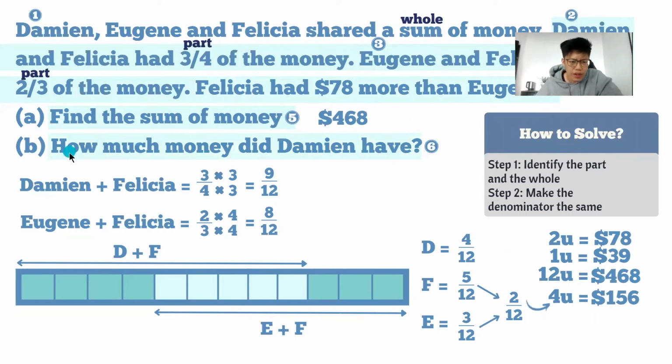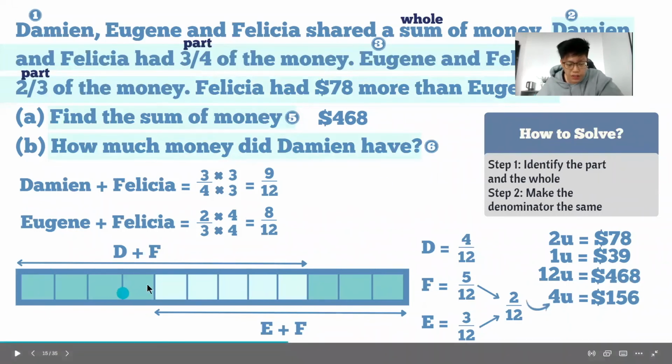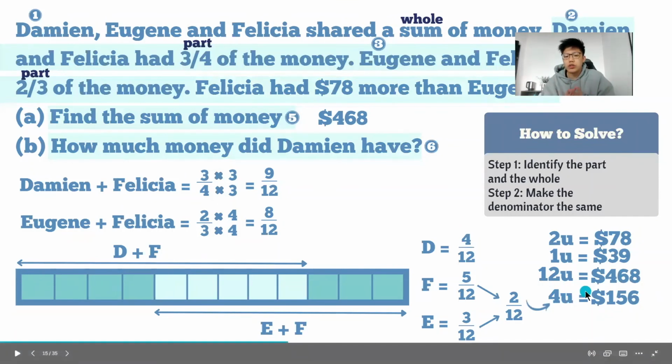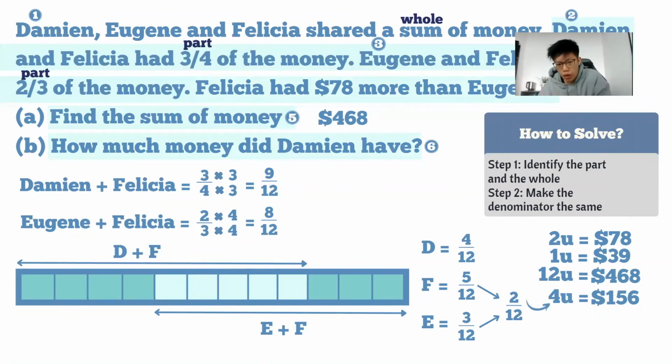And we continue to read, how much money did Damien have? Just now we talked about how Damien is the first 4 units, right? First 4 units. So we found that 4 units is equal to 39 times 4. And that's how I solve part B of this question. And that's the reason why the answer for B is actually 156.